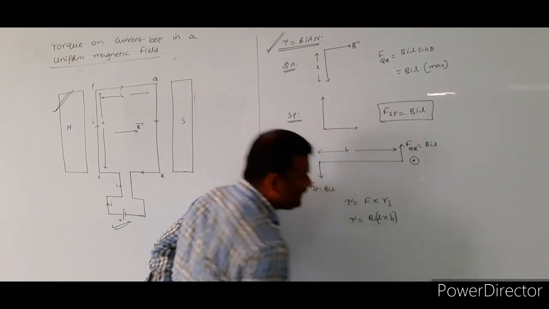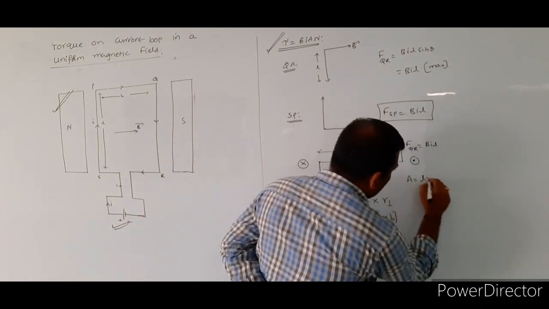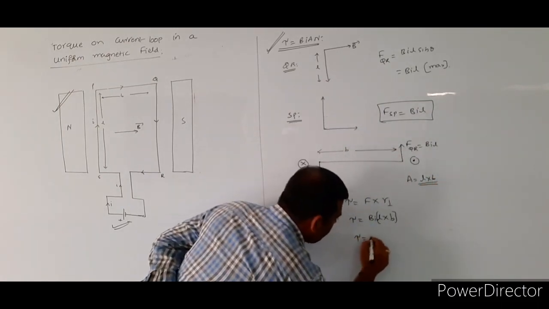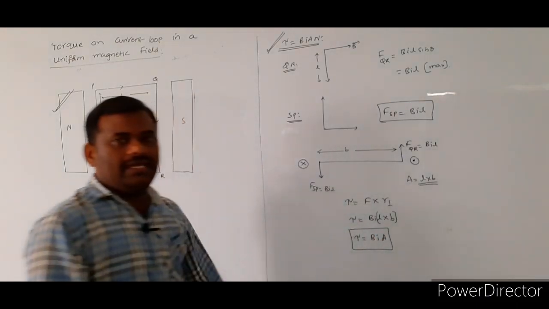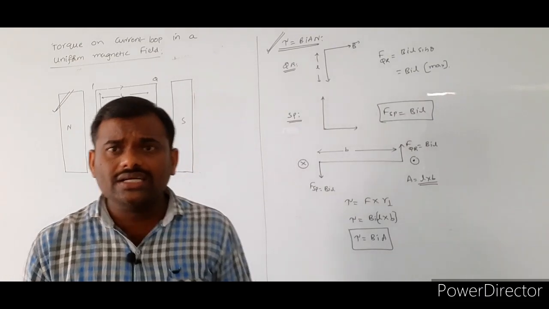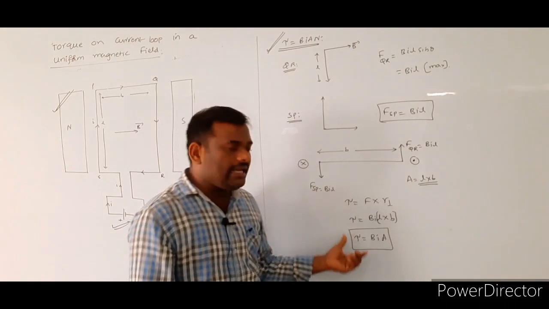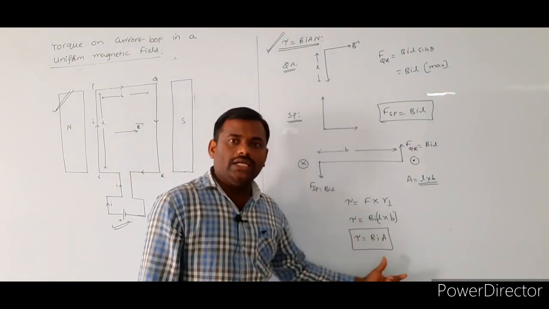Now, look here: length into breadth. The area of the rectangle is equal to length into breadth. So I will write torque tau is equal to BIA. Torque acting on the rectangular current loop is tau equal to B into I into A.